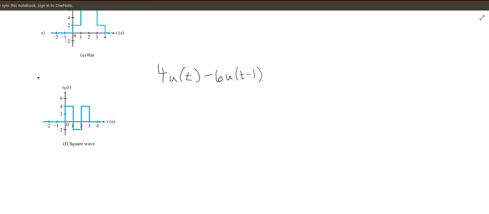At 2 we go back up to 4, so that's back up 6, so plus 6u of t minus 2. And then at 3 we go down to 0 from 4, so we're going down 4, so minus 4u of t minus 3. Okay, yeah, so that looks good.